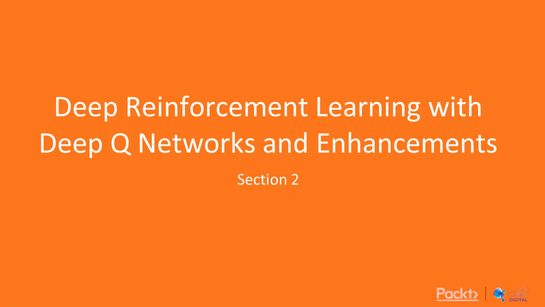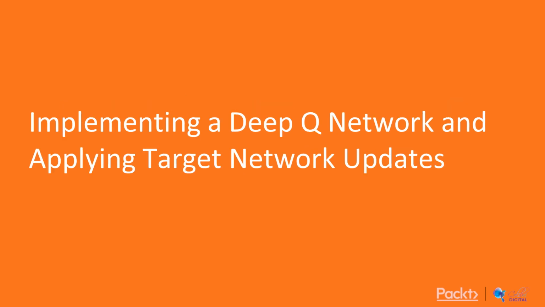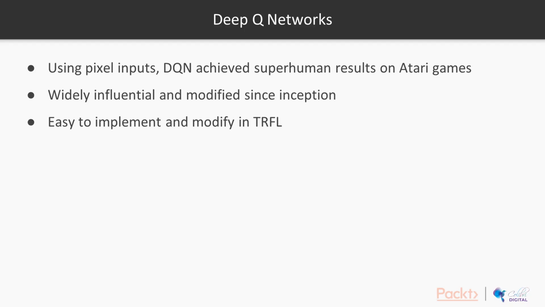Section 2. Deep Reinforcement Learning with Deep Q Networks and Enhancements. Implementing a Deep Q network and applying target network updates. DQN's initial achievement was to get superhuman results on a variety of Atari games. The only inputs were screen pixels. The algorithm was general enough to perform well on a wide variety of games using mostly the same settings.